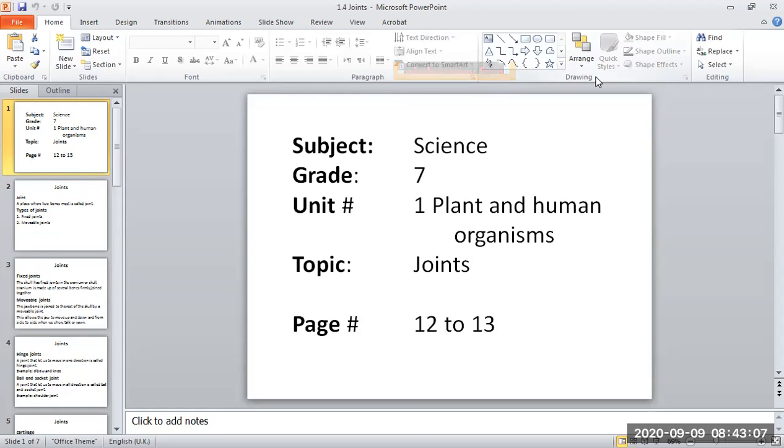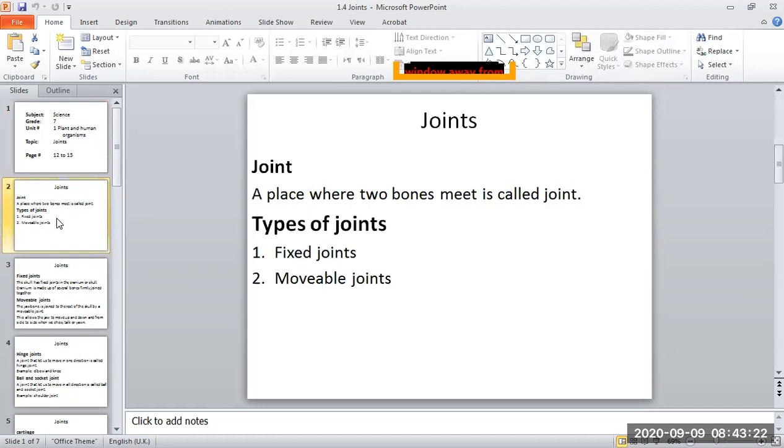Today our topic is joints. Okay, and this is on your book page number 12 and 13. And we will start with joints. Okay, first of all, what is a joint? A joint is a place where two bones meet and they move freely.